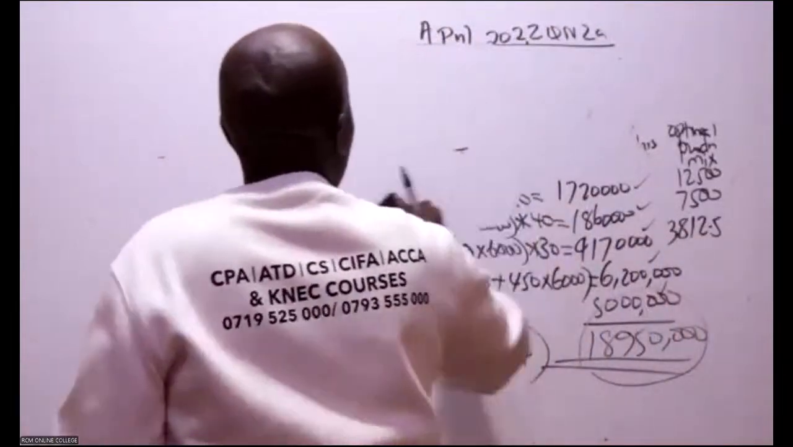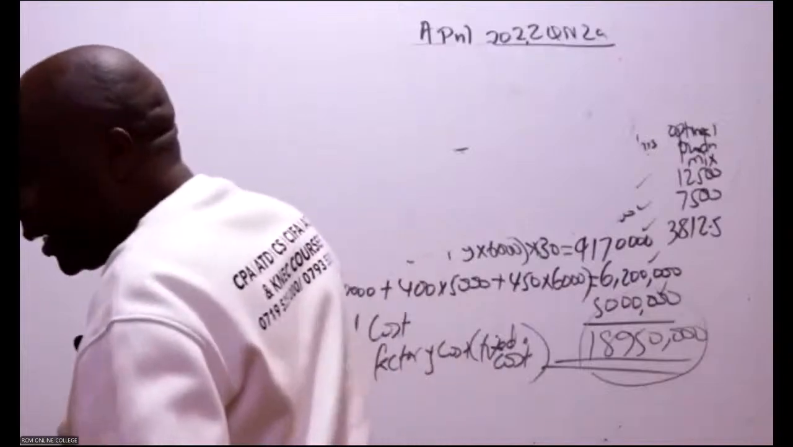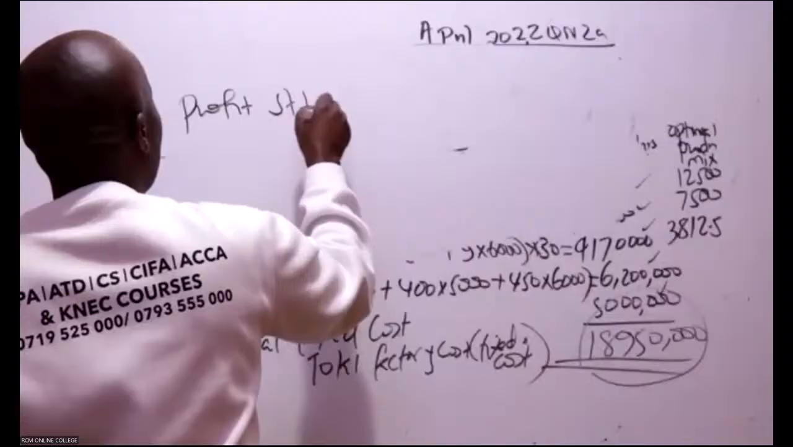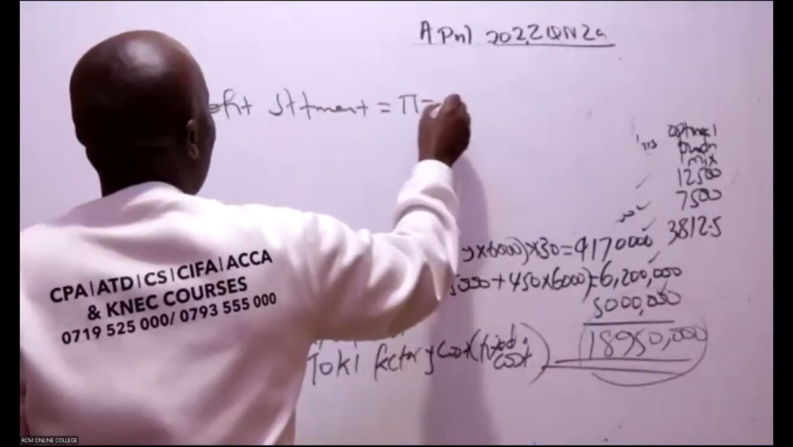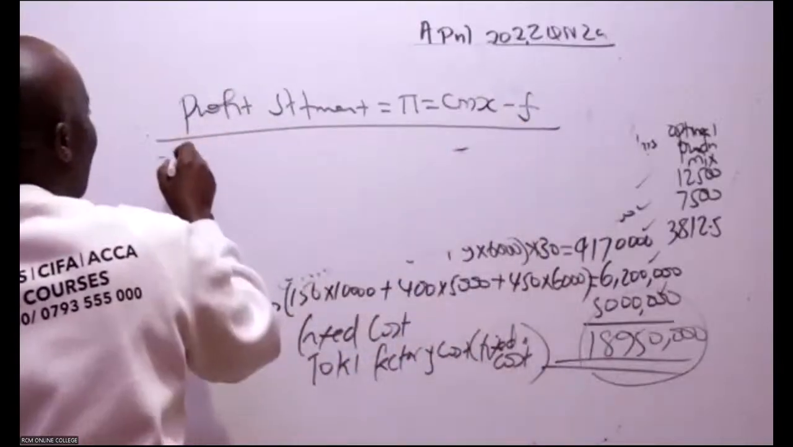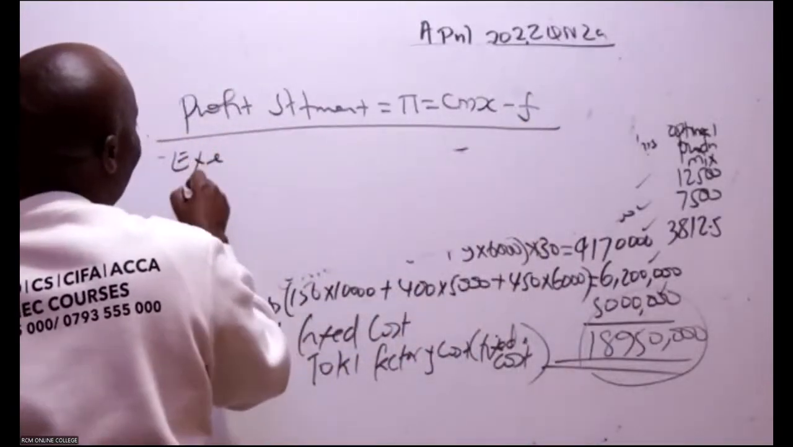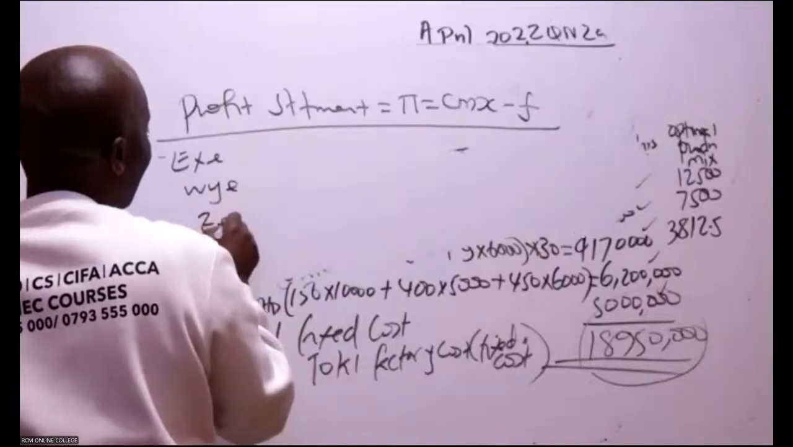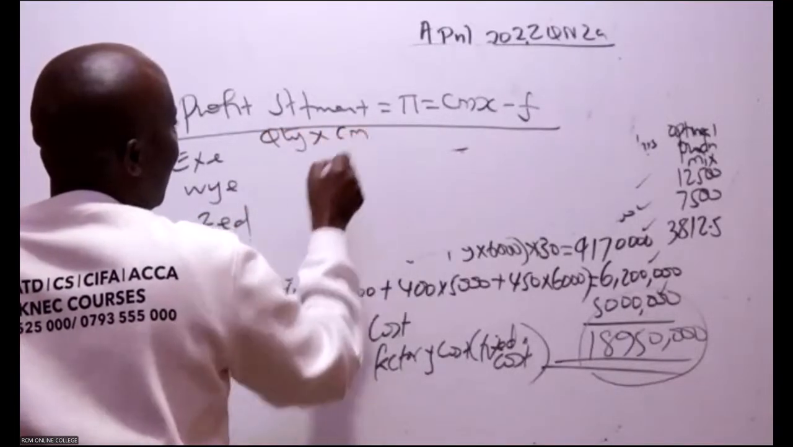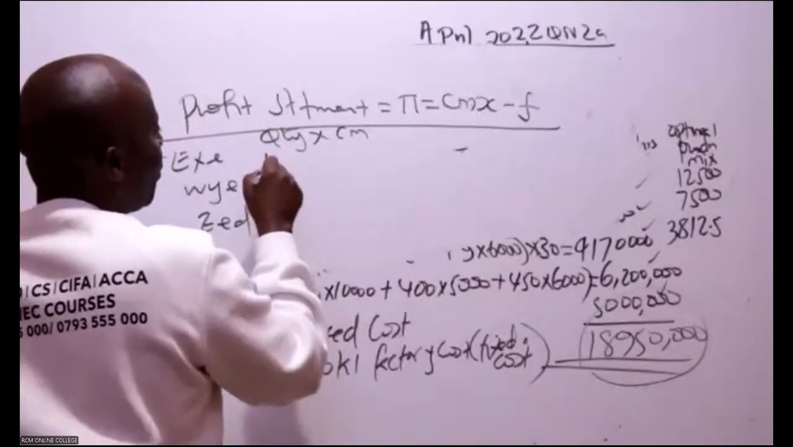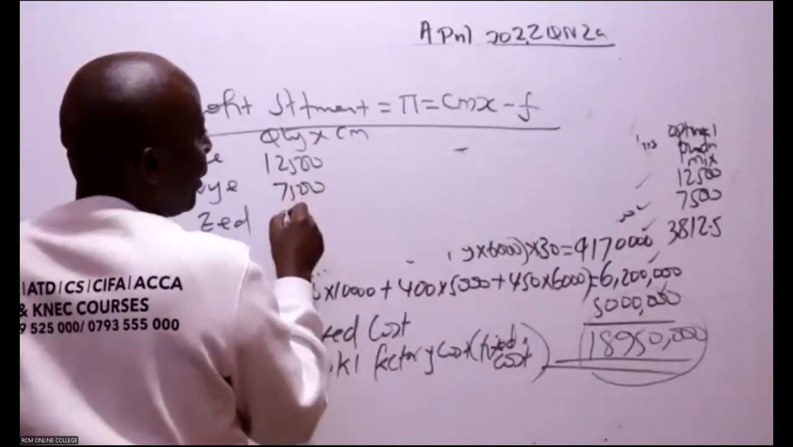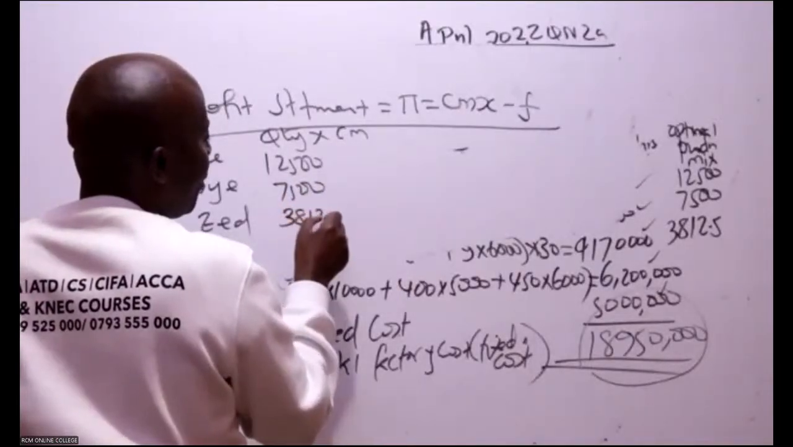Profit statement. So remember, profit is CM times X minus fixed costs. So we have here X, Y, Z. Already we have here quantity times CM. The quantity, the first one is 12,500. We have 7,500. We have 3,812.5.